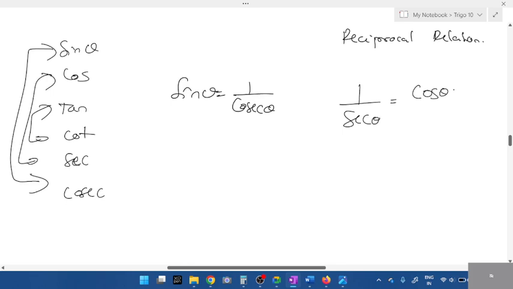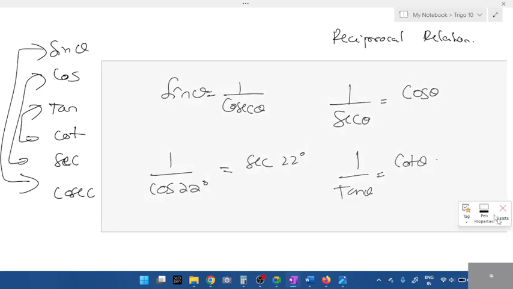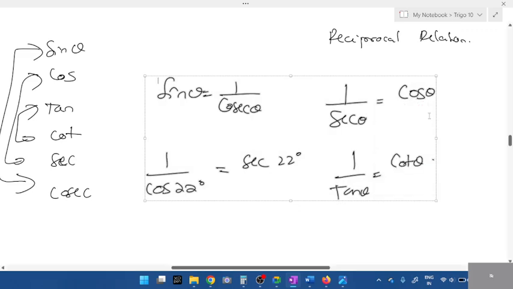Okay, you all should remember this. Sine theta is 1 by cosec. If I write 1 by sec, it is cos. If I write 1 by tan, yeah, look at the left hand side. So if I write 1 by cos 22 degrees, angle will not change. What is cos? Sec 22. This is reciprocal relation. First one.